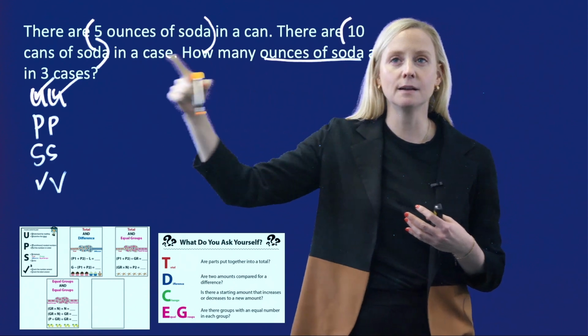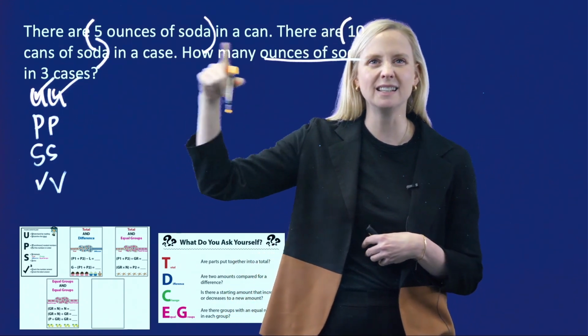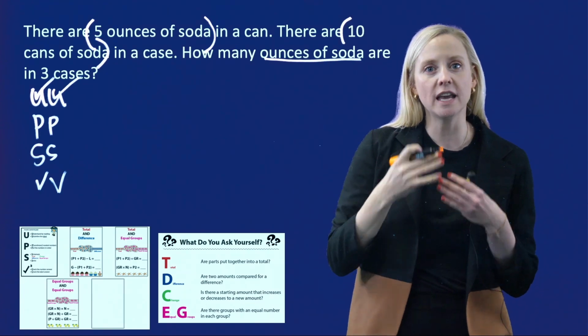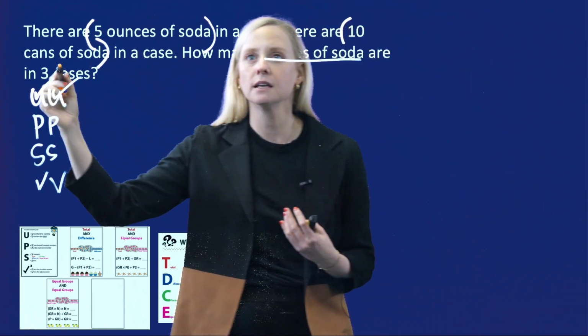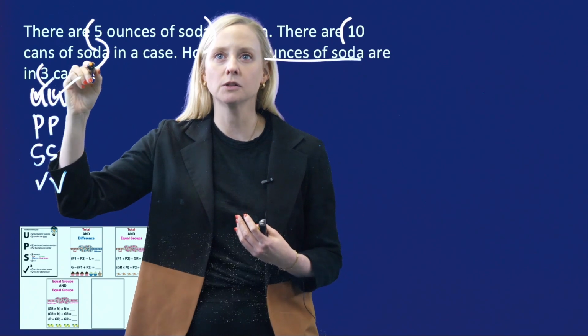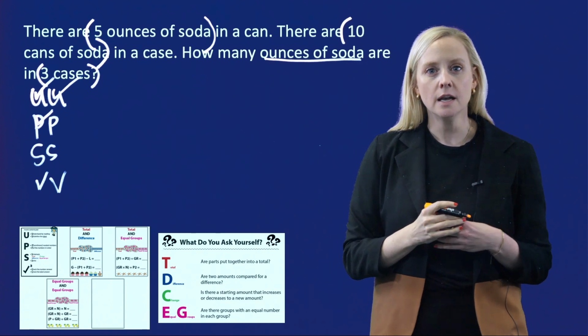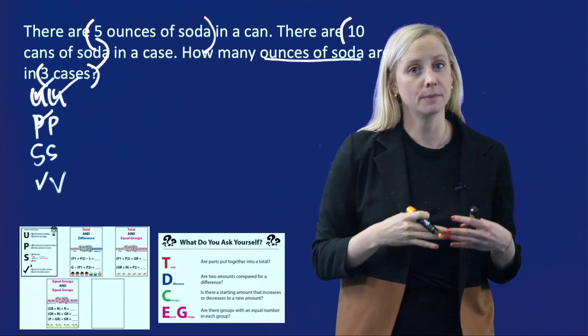And then my last number is 3. 3 is about cases. That's not talking about ounces of soda, but we're trying to figure out the ounces of soda in 3 cases. So because it's related, I'm also going to put that in parentheses and check off my first P. Now my second P stands for put the numbers in order.